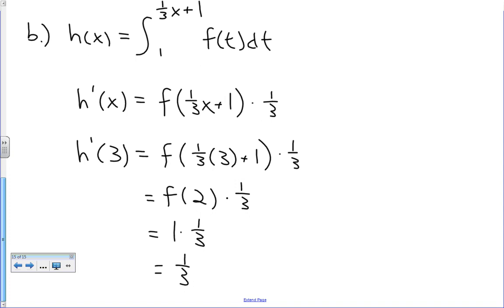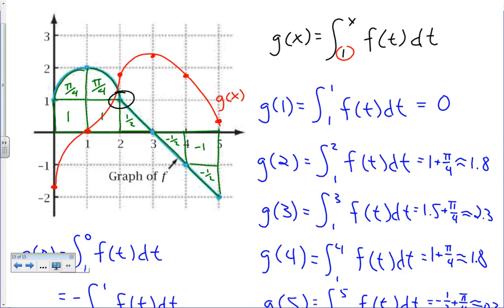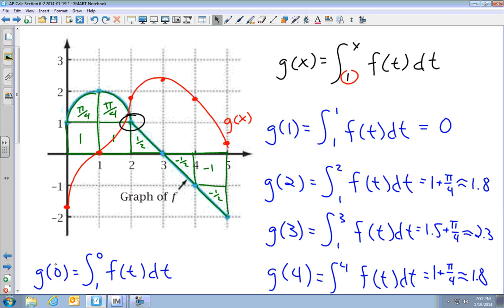So even though we didn't sketch what h of x looks like, we could have done something similar to what we did with part A. But even though I don't have a sketch of it, I can still find the derivative of that function at 3. All right, and that is the end of this section here for us.